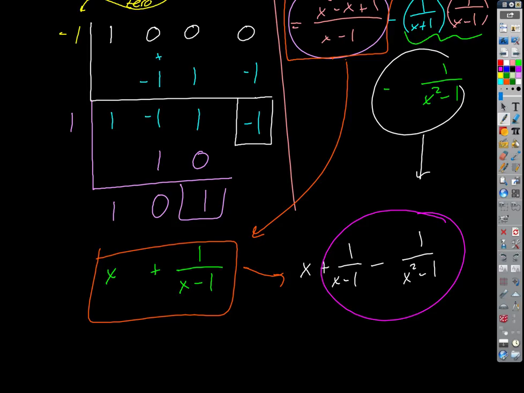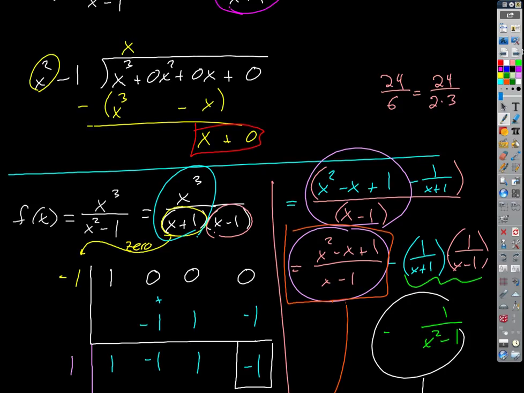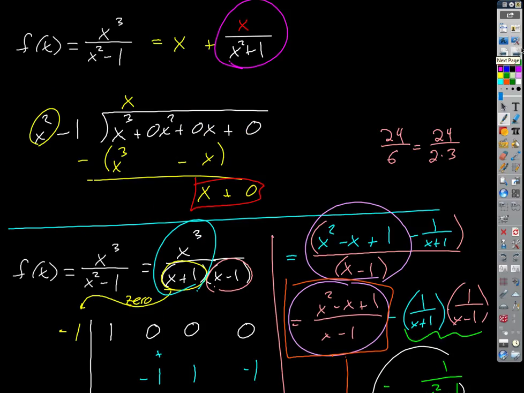Okay. For us though, think about this. If we're just trying to find end behavior, does it make any difference? If I'm taking a limit as x goes to infinity, what happens to both of those? They go to 0.